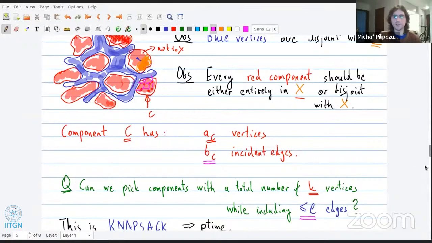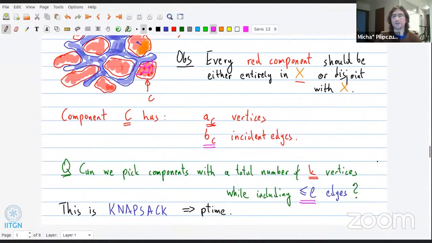And now you can easily see that this is nothing else than an abstract problem. We have items. Each item can be taken or not. Each item is characterized by two numbers: how many vertices it brings to our knapsack, and how much we need to pay for this item. And now the only thing that we need to understand is whether we can pack the knapsack full with k vertices, while achieving the smallest possible number of incident edges.